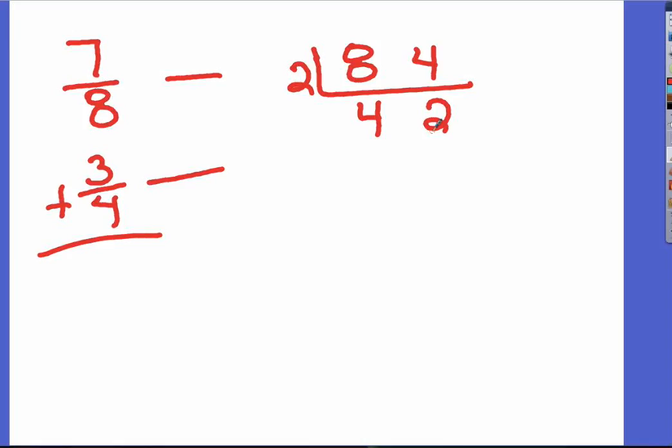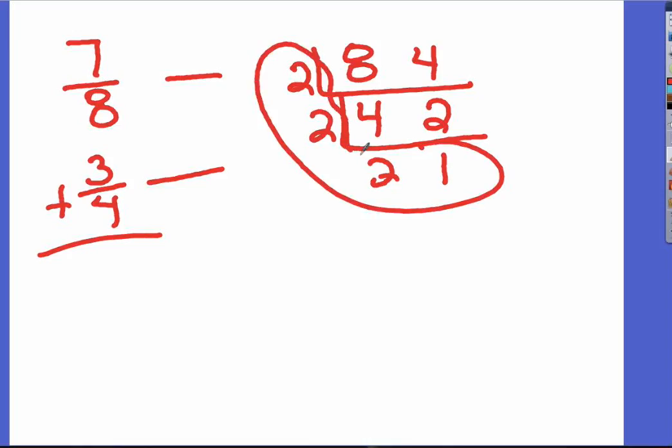Can I keep going? Yep. On your line, what goes into both those numbers? 2 goes into 4. 2 goes into 2. 1. How do I find my least common denominator? How do I do that now? What do I have to do? 2 times 2, 1, and 4 times 1. Okay. So, you multiply all these together.